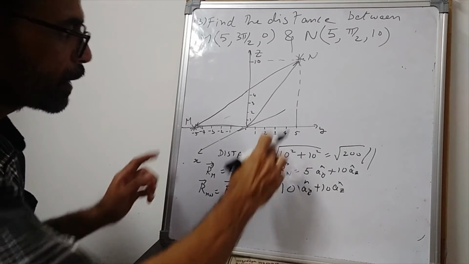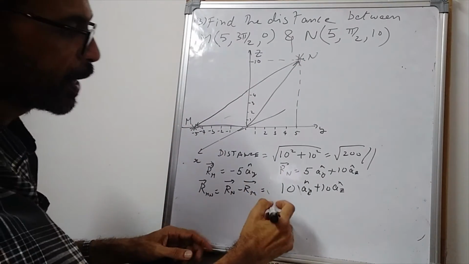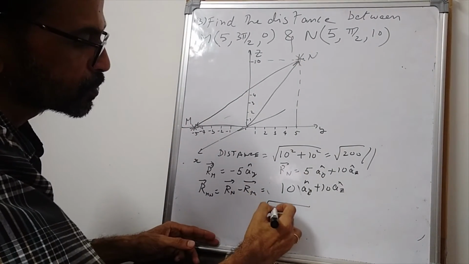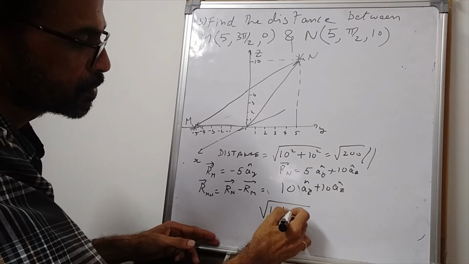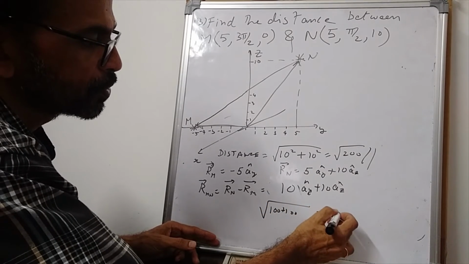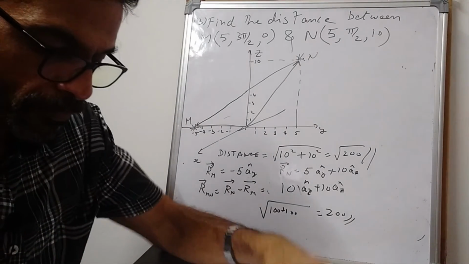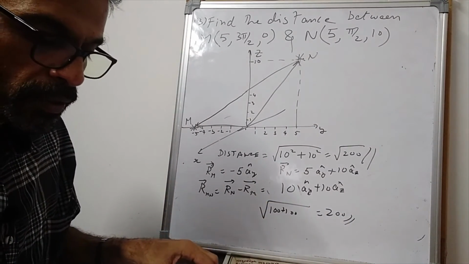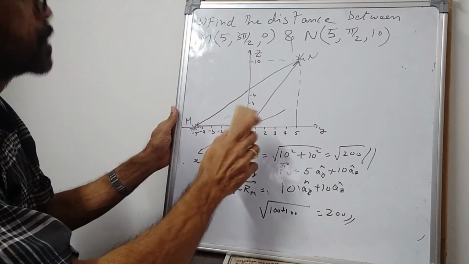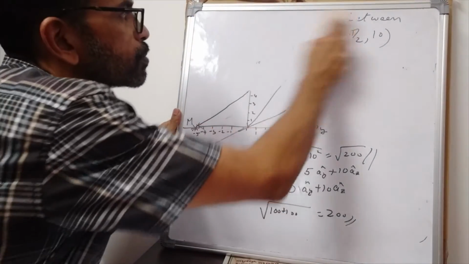And the magnitude of this is the distance between m and n, which, as you know, is 100 plus 100, equal to 200. Now let's take the next problem.